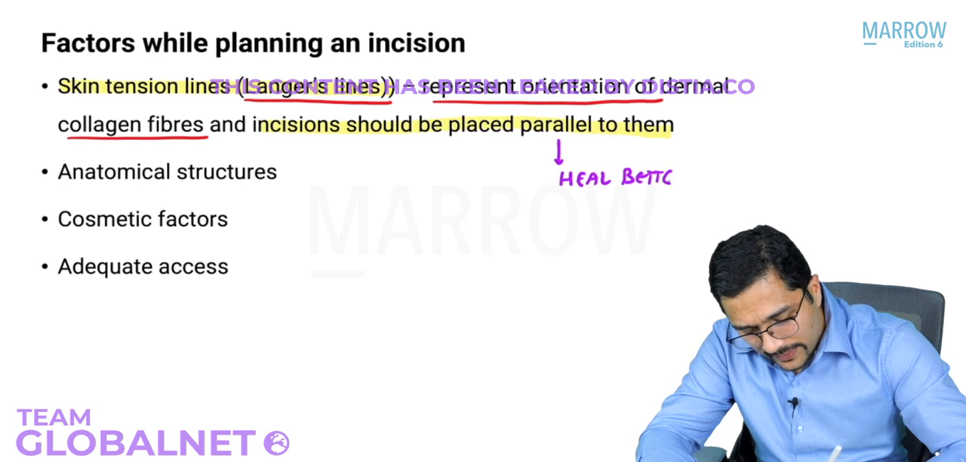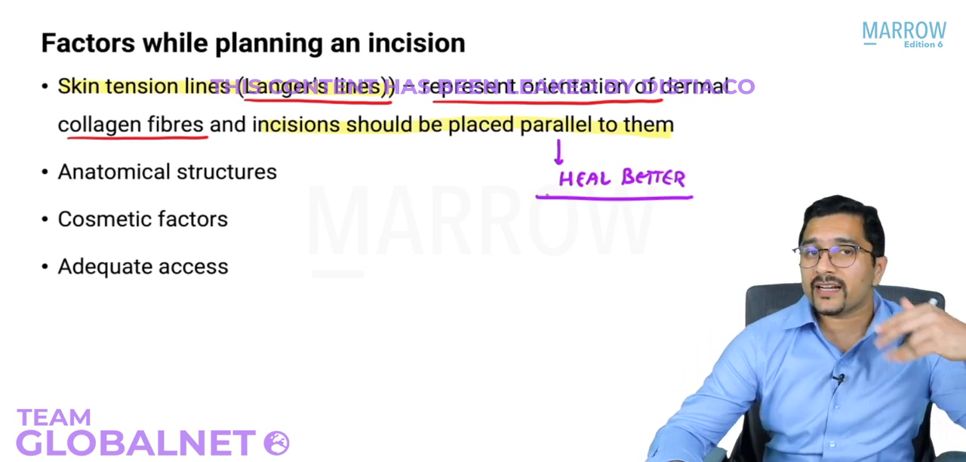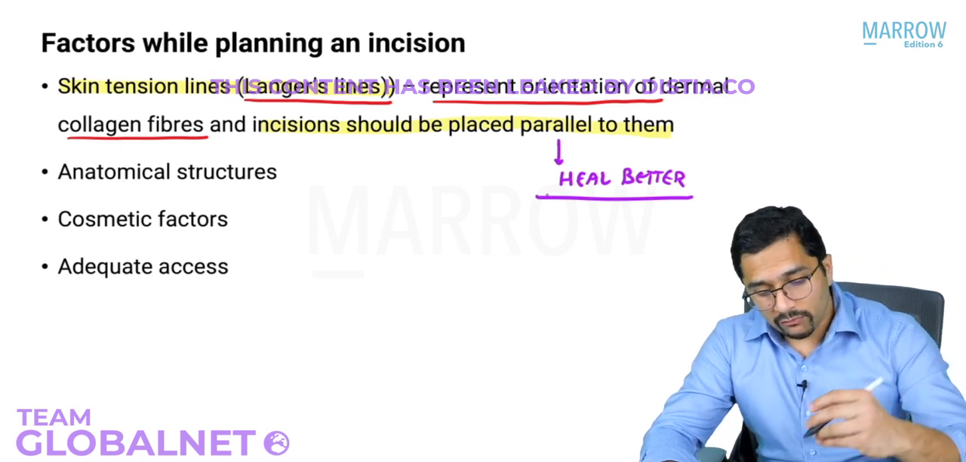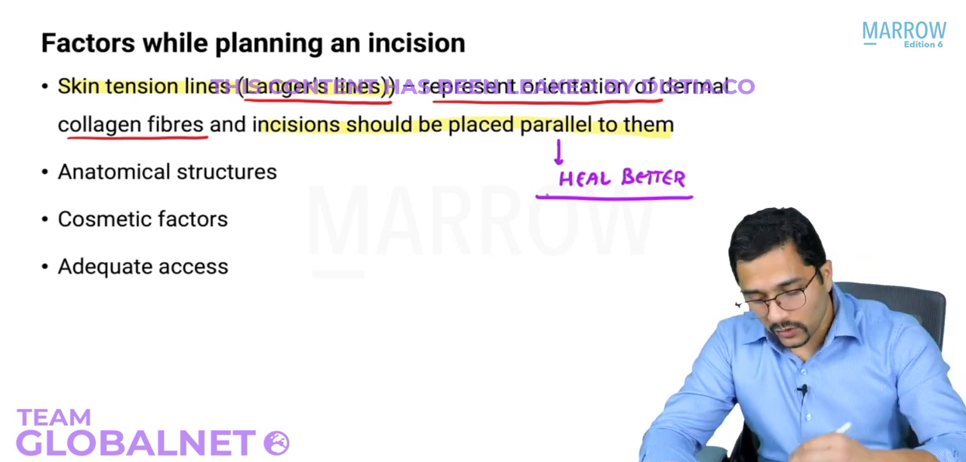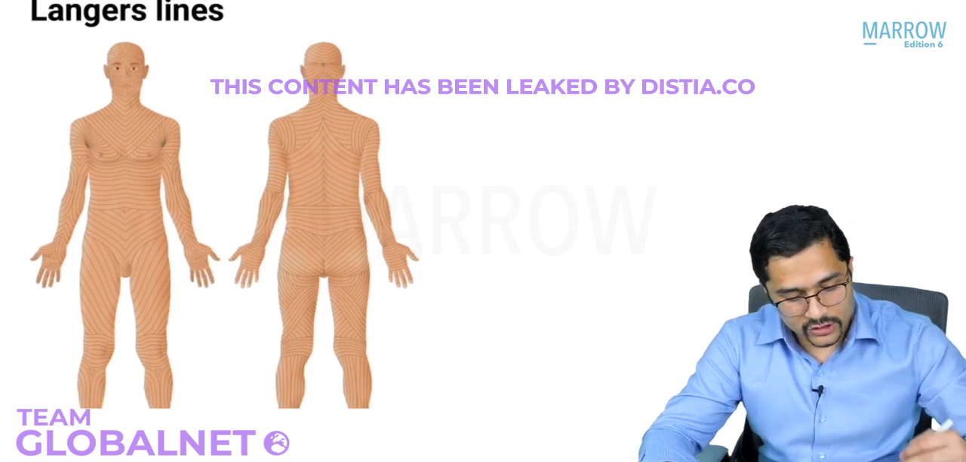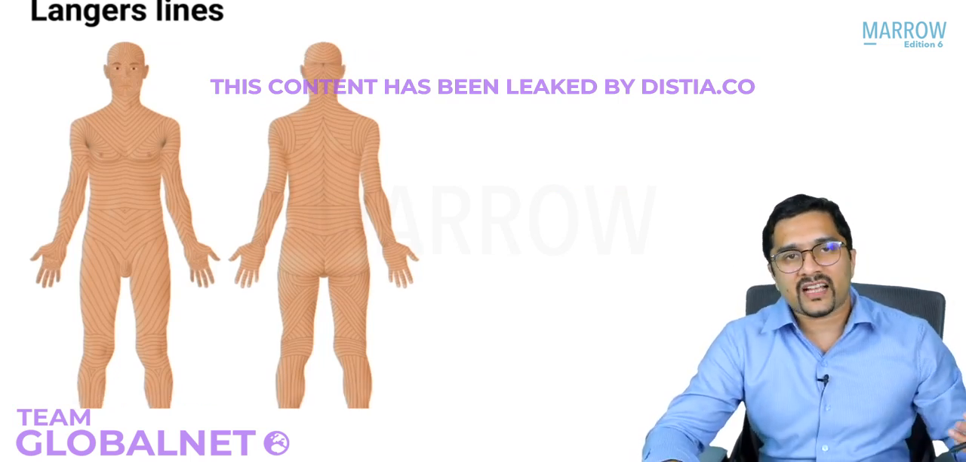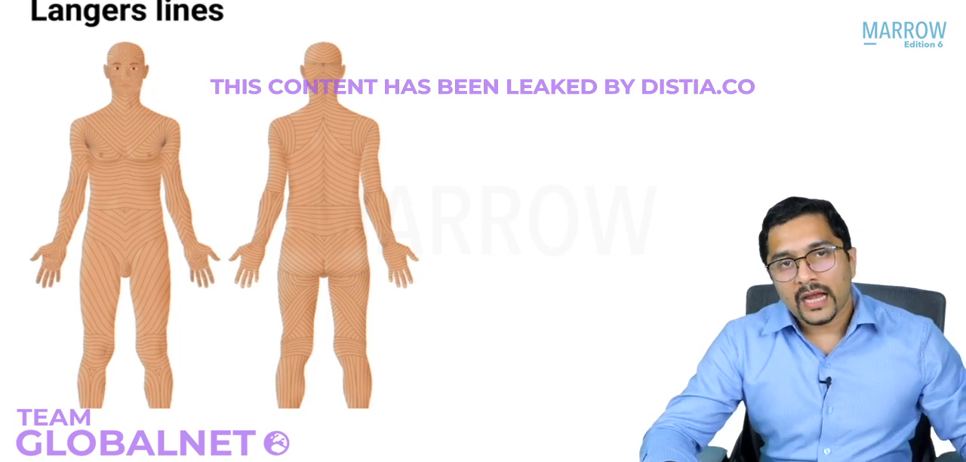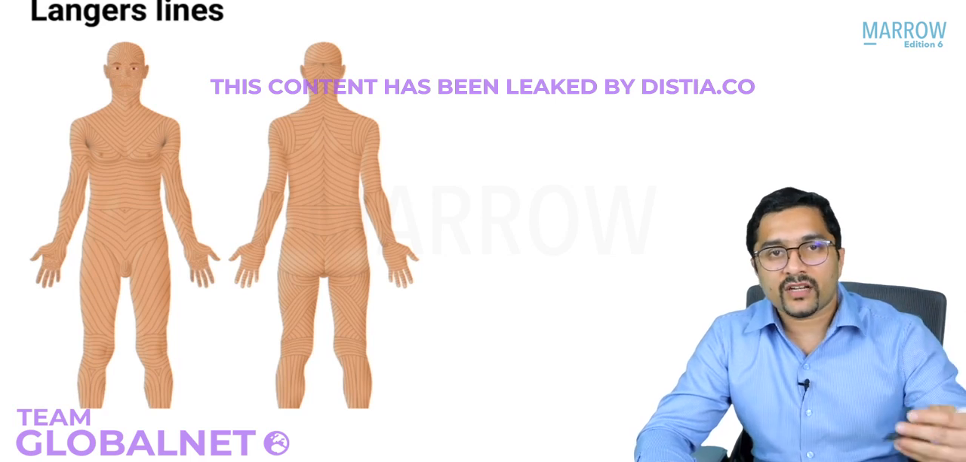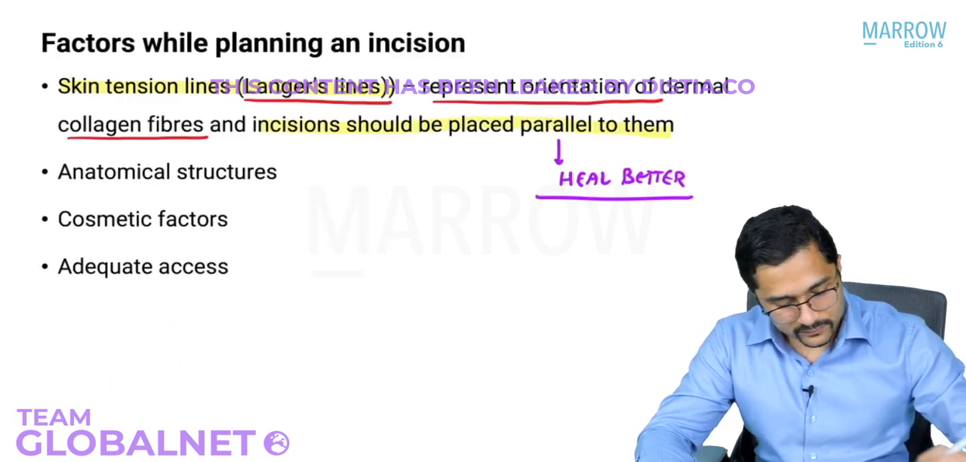Whereas incisions made perpendicular to them, at right angles, are going to give rise to an ugly scar. So one should be cognizant of the Langer's lines while making incisions. You can see in this image the distribution of the Langer's lines over the body. This knowledge should be there with the surgeon so that we give rise to a better scar.